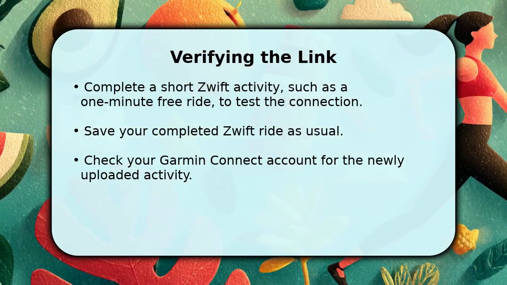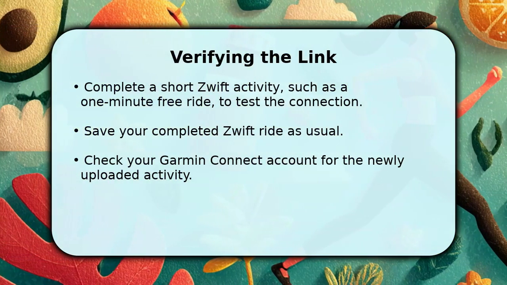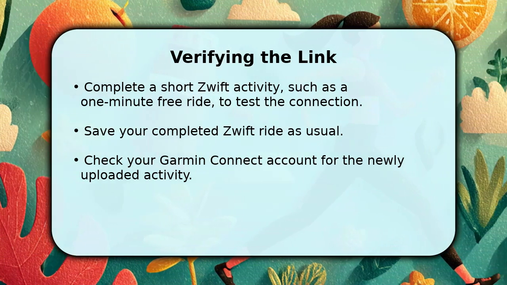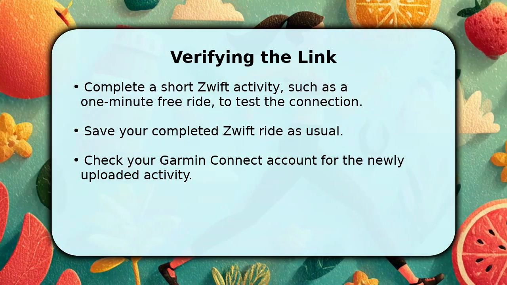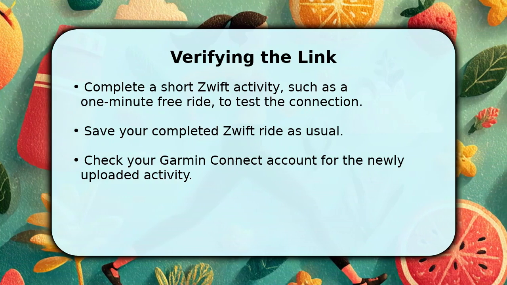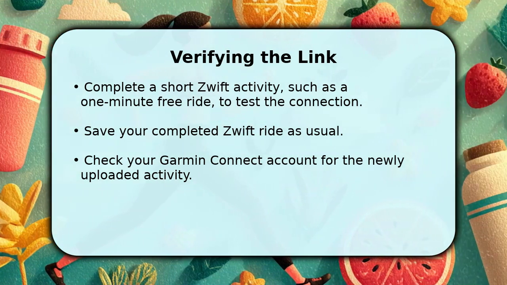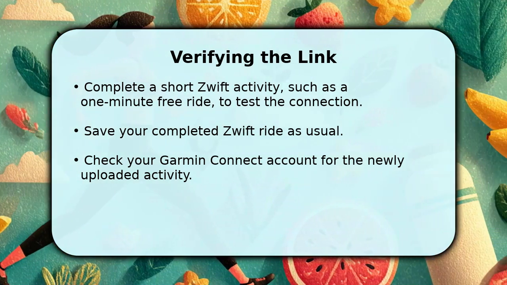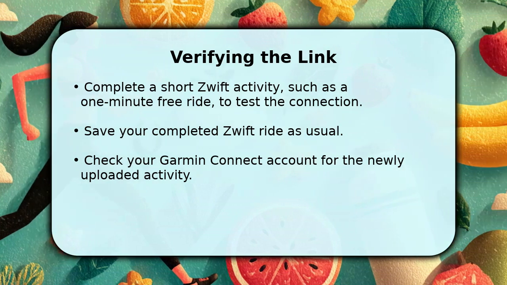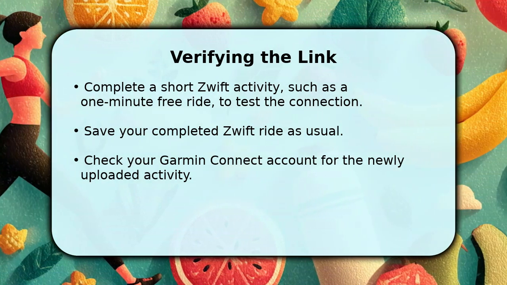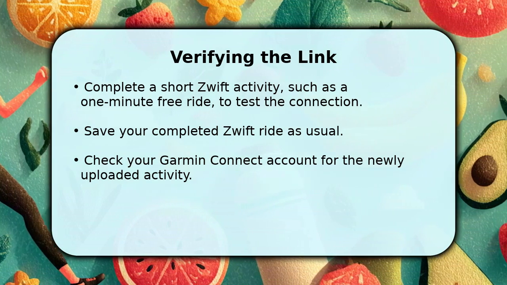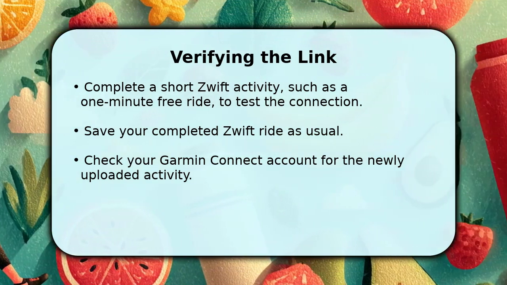To confirm your connection is successful, start a brief Zwift activity, perhaps a short 1-minute free ride. Once completed, save your ride, then open your Garmin Connect mobile application or website. Your Zwift activity should appear in your Garmin feed within a few minutes, typically under 5 minutes. This quick check ensures everything is working perfectly.